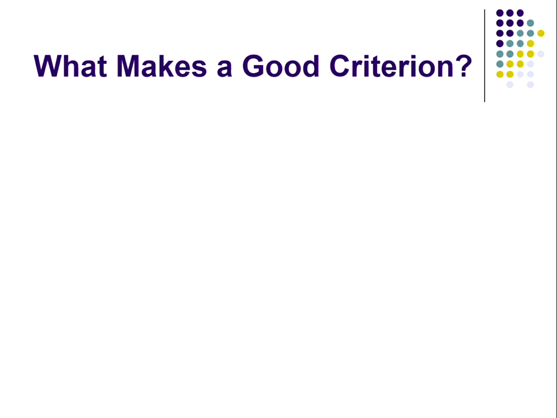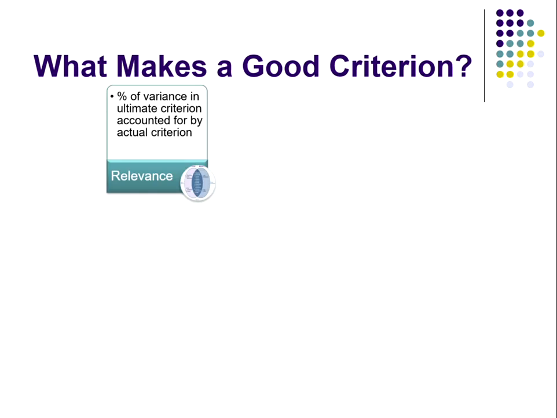So when we're talking about these actual criteria, what makes a good criterion? Well, first off, relevance. So the percent of variance in the ultimate criterion accounted for by the actual criterion. This is a tricky thing because we've already acknowledged, thanks to Thorndike, that we probably don't know all the things that are in the ultimate criterion. And so how would we ever know for sure what percent we're actually measuring with this actual criterion? So this is all sort of abstract.